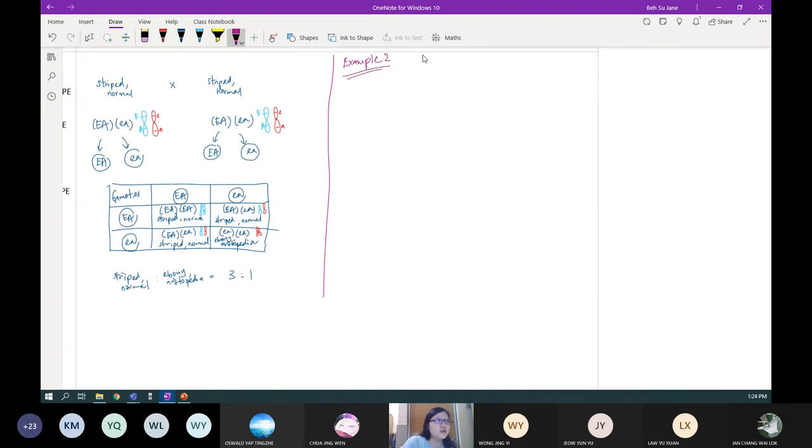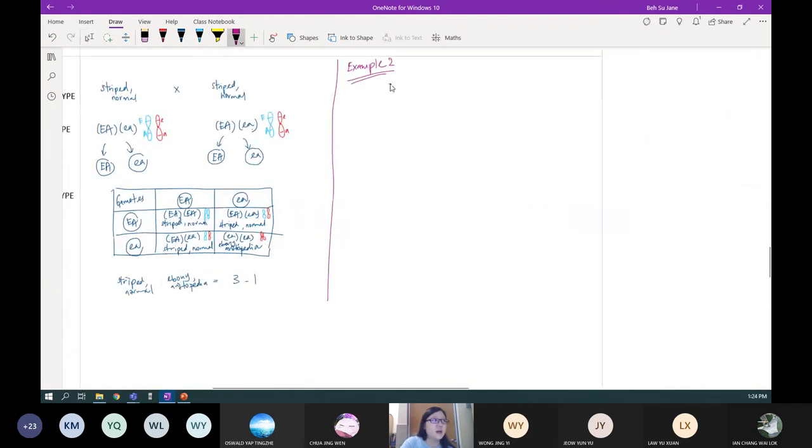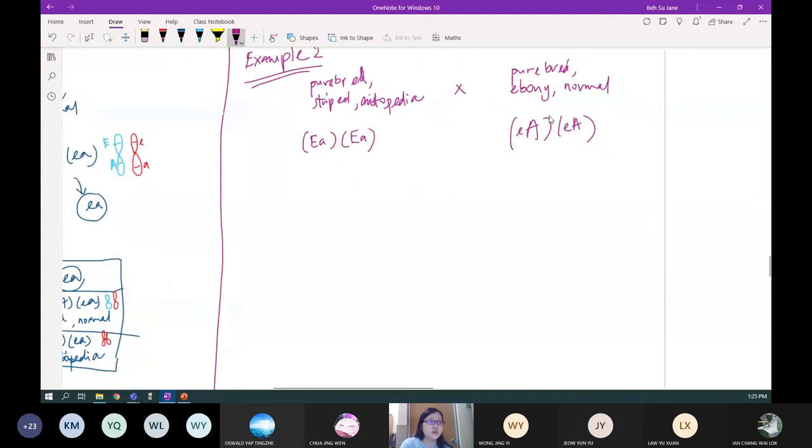This time, instead of crossing purebred homozygous dominant for both sides, it's going to have purebred striped and aristopedia. So basically, it's going to be like this. Cross with what? Purebred. You guessed it, ebony and normal. So it's going to be small e, big A, small e, big A. We're going to do two generations of crossing here and see what's going on.